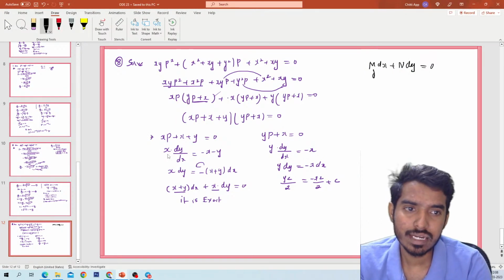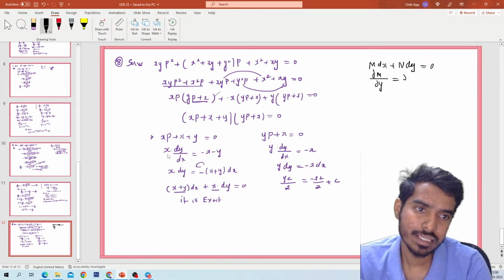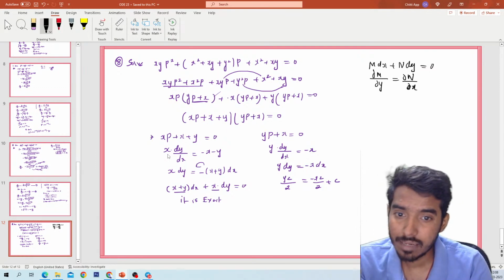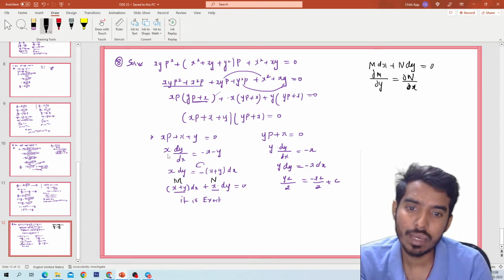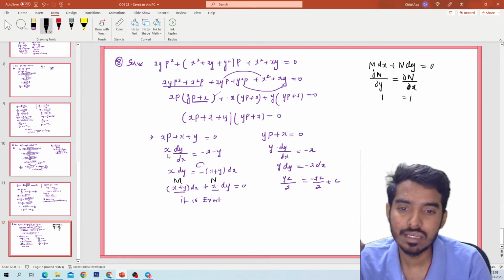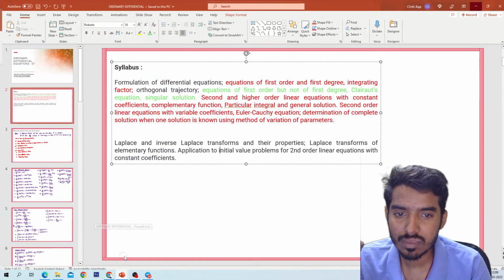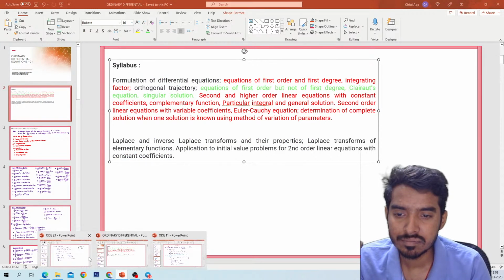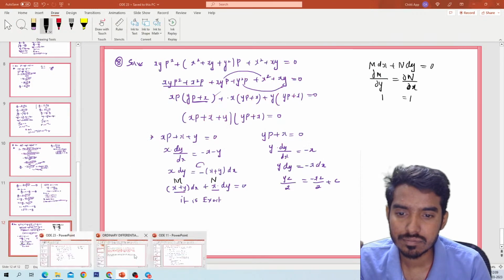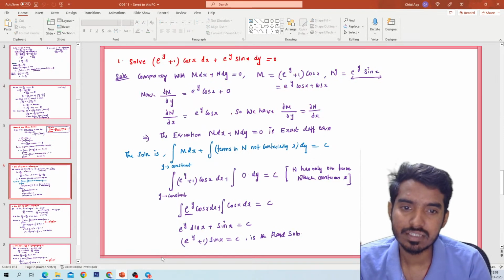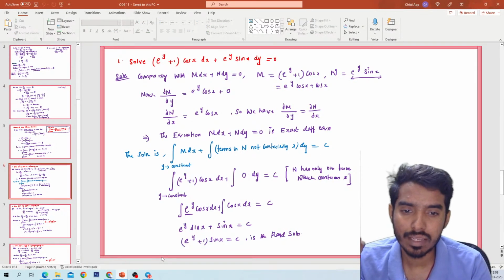So it will be exact because ∂M/∂y is equal to ∂N/∂x, right? Because for M dx plus N dy, with respect to x we will have 1, and with respect to y again we will have 1. So this is an exact differential equation. Its solution is integration of M dx plus integration of terms in N not containing x dy.